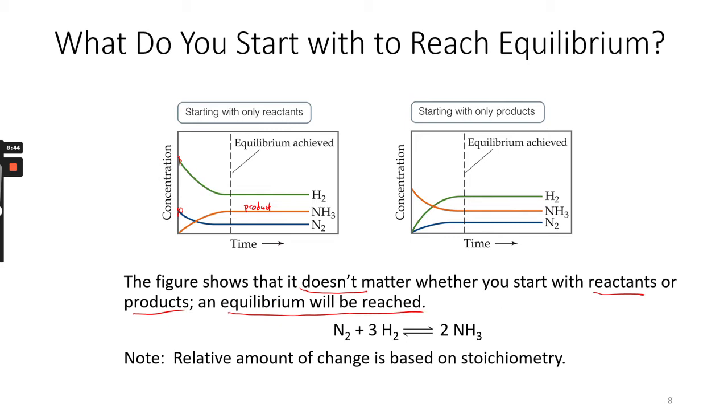And if you notice, the relative amount of change is based on stoichiometry. Look, here we have a 1, a 3, and a 2. And notice that hydrogen is higher than NH3, which is higher than nitrogen.